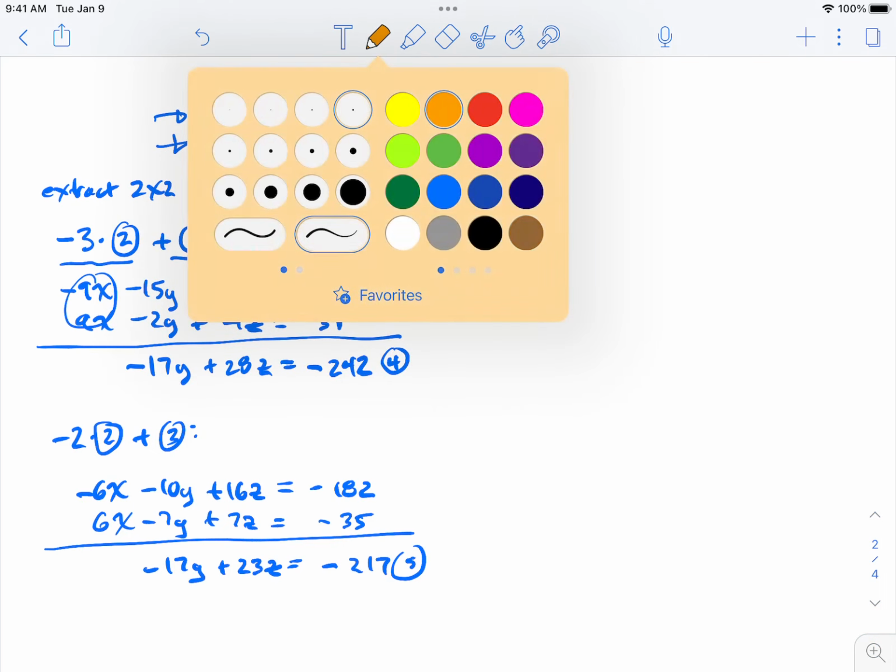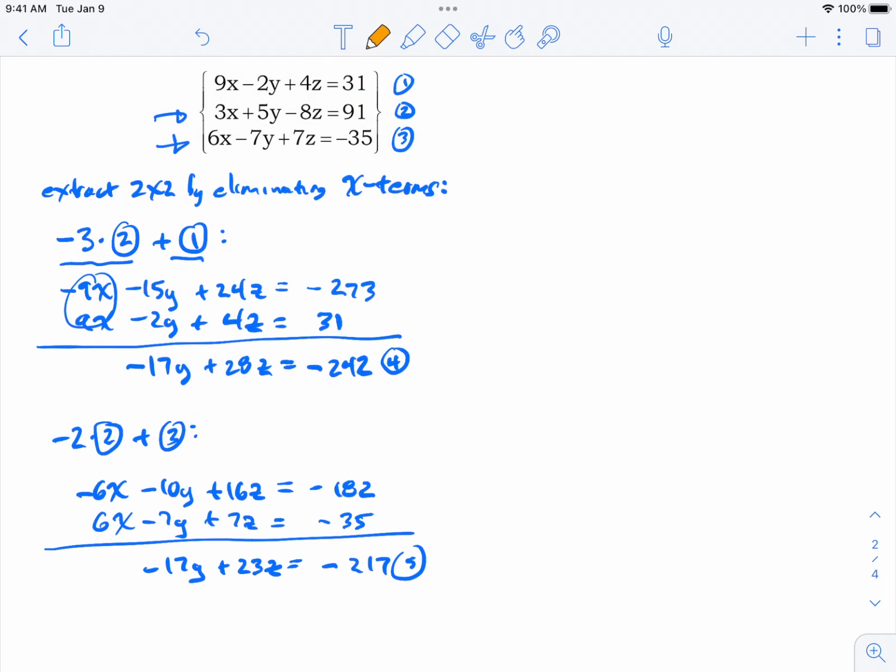Okay, we've just extracted a 2 by 2. If you want, you can put these two right next to each other. So equation 4 looks like this. Negative 17y plus 28z equals negative 242. And equation 5 looks like this. Negative 17y plus 23z equals negative 217. Cool. So now what we want to do is solve this 2 by 2 system.